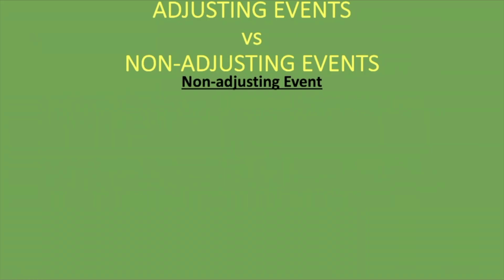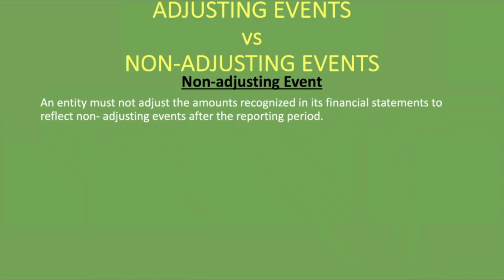Now let's look at non-adjusting events. What are some examples of non-adjusting events? Well, remember what non-adjusting events are. An entity must not adjust the amounts recognized in its financial statements to reflect non-adjusting events after the reporting period. What is this saying? Well, we do not adjust the amounts that we have in our financial statements if it's a non-adjusting event. We can make the disclosure in our financial statements, but we don't adjust the actual amounts.